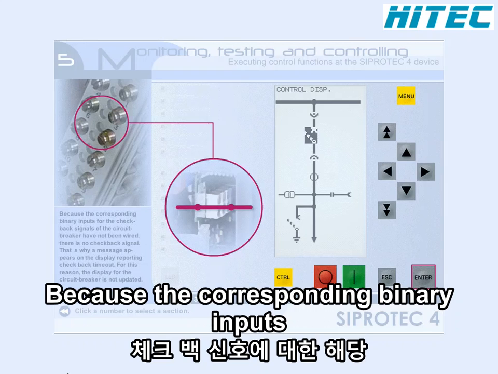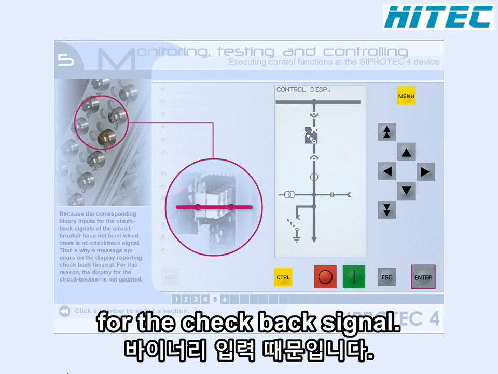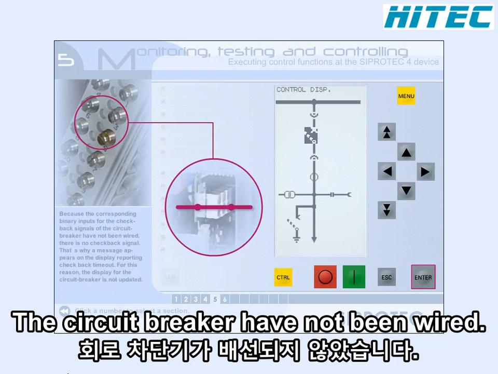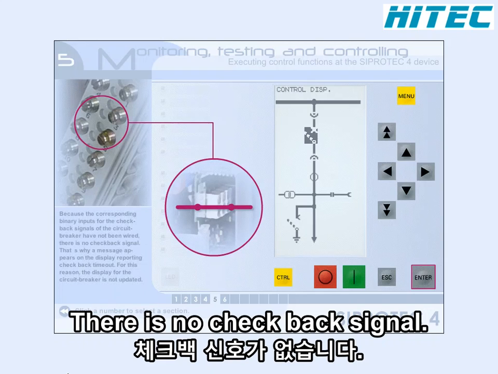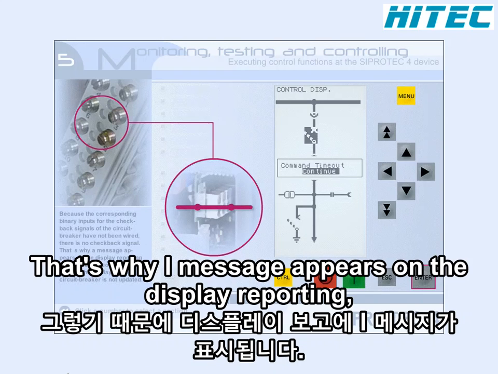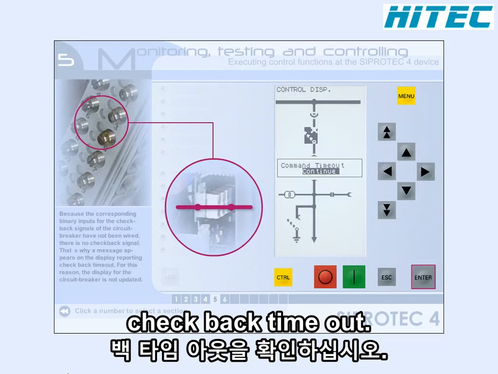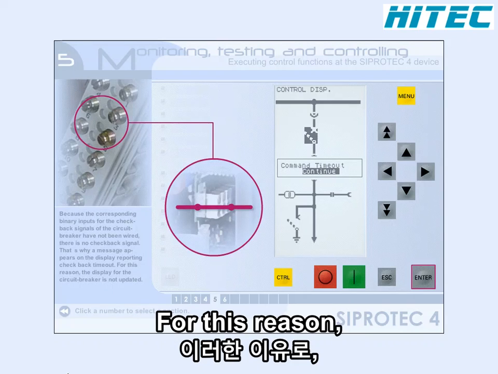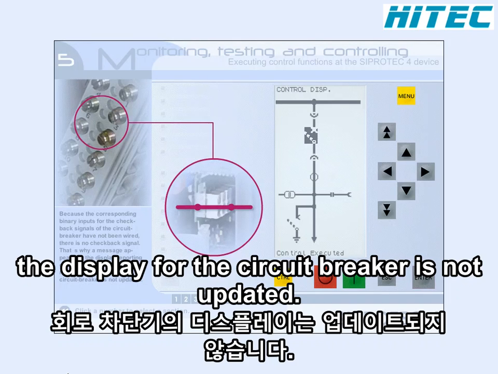Because the corresponding binary inputs for the checkback signals of the circuit breaker have not been wired, there is no checkback signal. That's why a message appears on the display reporting checkback timeout. For this reason, the display for the circuit breaker is not updated.